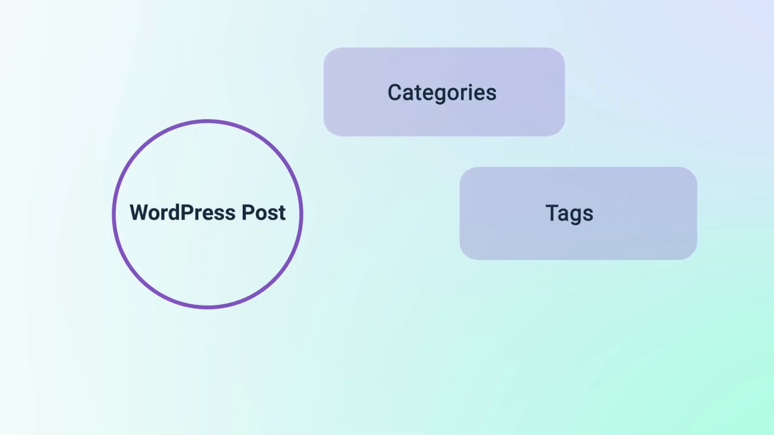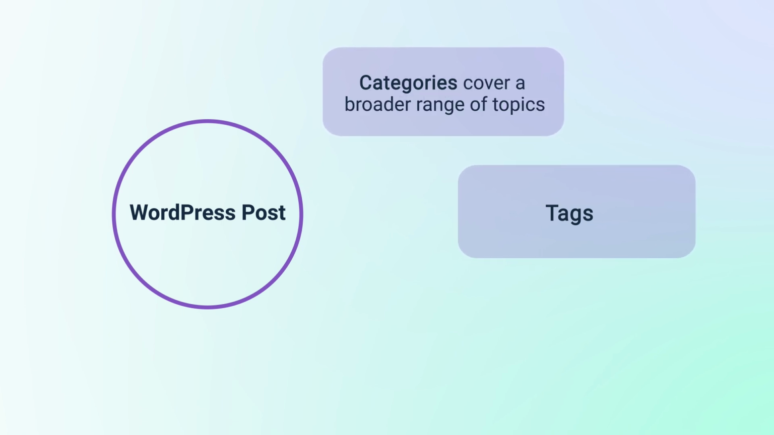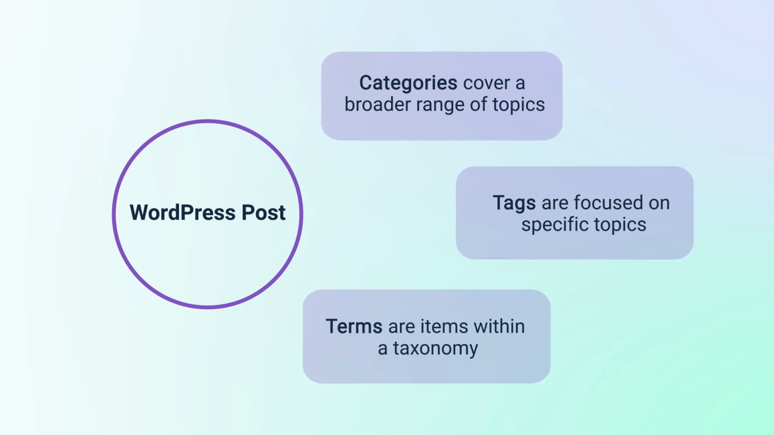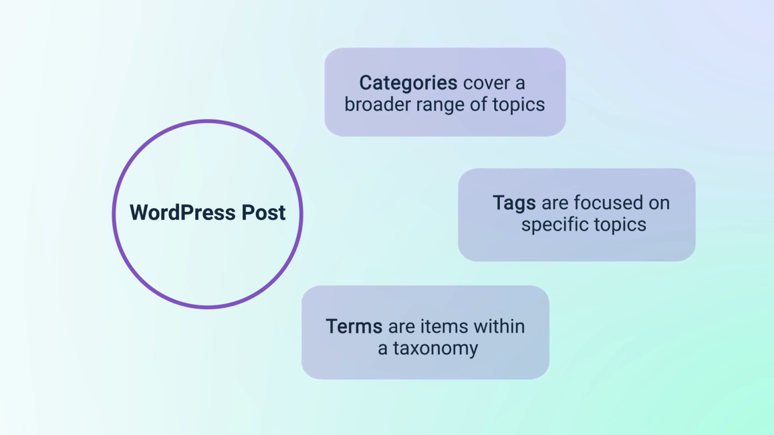Both categories and tags can be added to WordPress posts. However, categories cover a broader range of topics, and tags are smaller in scope and focused on specific topics. In other words, think of tags as keywords related to topics discussed in a post. Also, there is one more notion in WordPress, terms, that refers to the items within a taxonomy. So, for example, if you create animal taxonomy, you would have the terms dogs, cats, and so on.